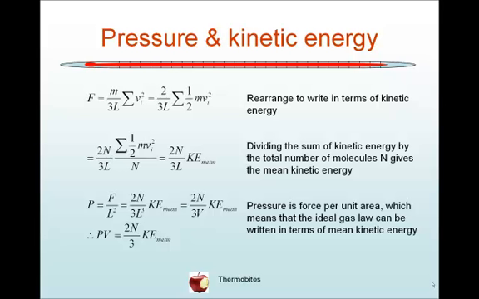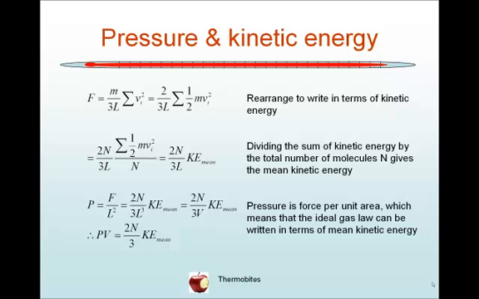So what we need now is to take this equation for the force on a wall and rewrite it in terms of kinetic energy. So we've got m on 3L by the sum of vi all squared, and if we take the m inside the summation and multiply by a half, which means we need to multiply by 2, you end up with 2 on 3L by the sum of half m vi all squared, which is the sum of the kinetic energies of all the molecules in the gas. We then divide and multiply by the total number of molecules of gas.